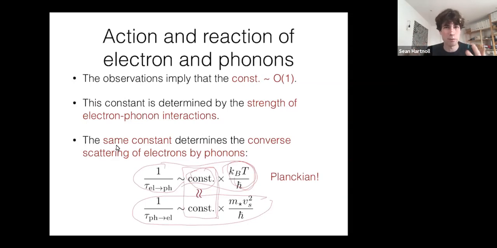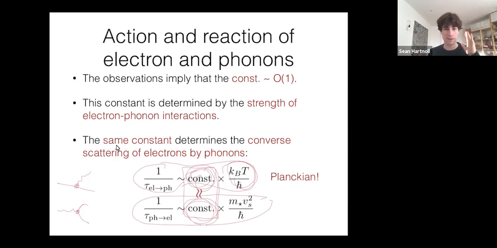I mean, it's different diagrams. Like one diagram is the electron emits a phonon, or the phonon decays into an electron-hole pair. Those are the two processes. But this coupling constant is the same, right? And so if this constant is order 1, which is what was observed, this constant is also order 1, which means the electron-phonon scattering is Planckian, which is what it should be. That's what happens in copper.